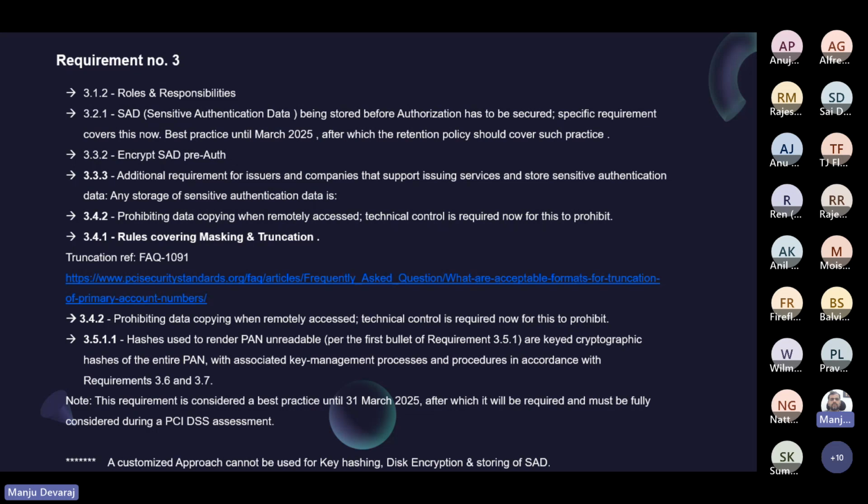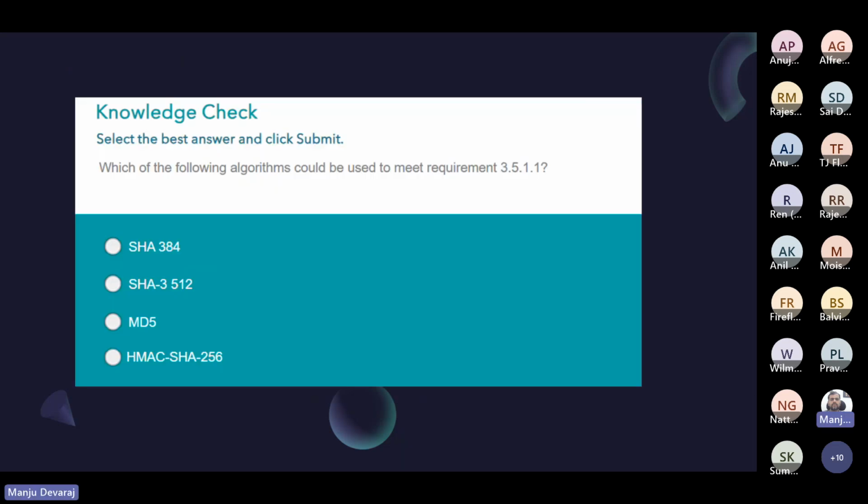3.5.1.1 hashes, right? We already covered that. Used to render PAN unreadable. So keyed cryptographic hashes have to be used on the entire PAN. That's once again best practice until March 2025. Now, one condition is a customized approach cannot be used for key hashing, disk encryption, and storing of SAD. Somebody says we will use a customized approach and make it compliant. It is not possible. Customized approach cannot be used. Okay, they have to be assessed and marked non-compliant. If it's non-compliant, mark for remediation, right?